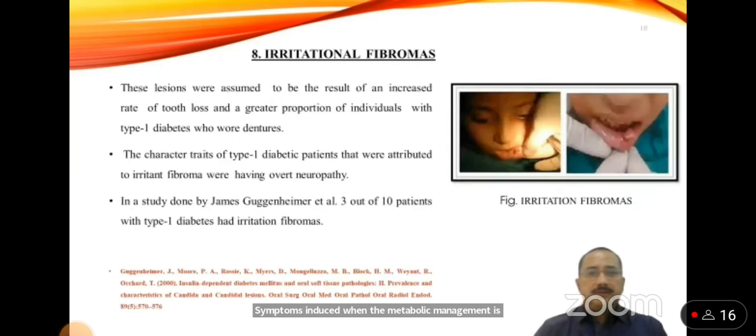Another finding is complications like irritational fibromas. These lesions were assumed to be the result of an increased rate of tooth loss, and a great proportion of individuals with type 1 diabetes who wore dentures. The character traits of type 1 diabetic patients that were attributed to irritant fibroma were having overt neuropathy. James Guinheimer et al. did a study and found that 3 out of 10 patients with type 1 diabetes had irritational fibromas.